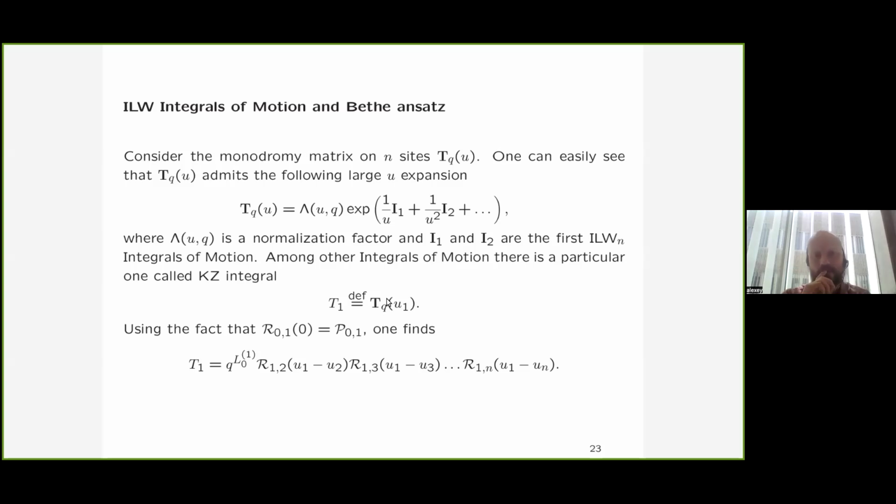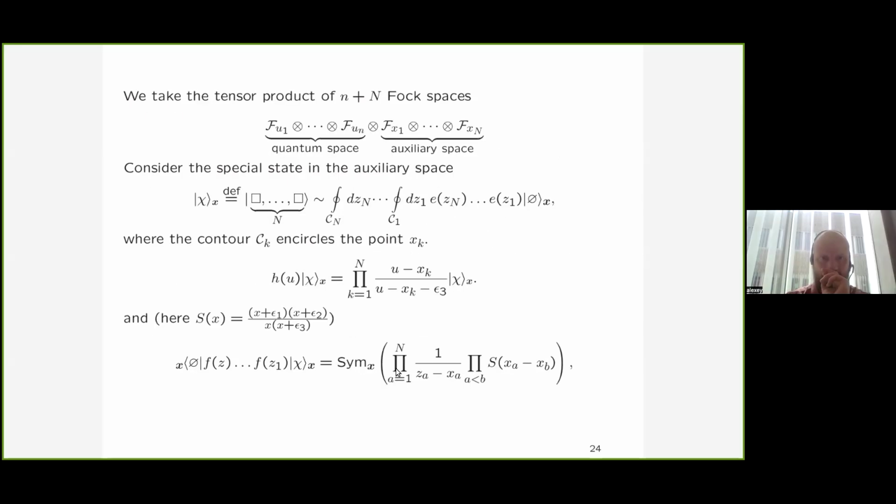Sorry, it's not written here. I'll take the tensor product of n Fock modules. Now the highest weights are called u rather than x, and I evaluate the value of the transfer matrix at the first, for example, highest weight or inhomogeneity, and the result of the evaluation is nothing but this q to the power L naught times the product of R matrices. This is very simple. Okay.